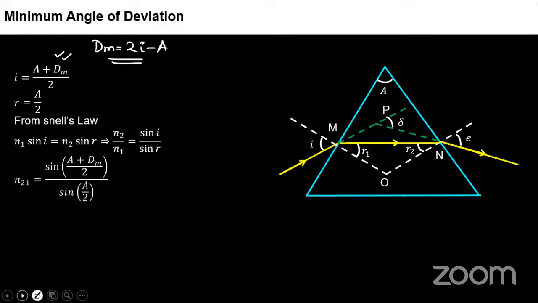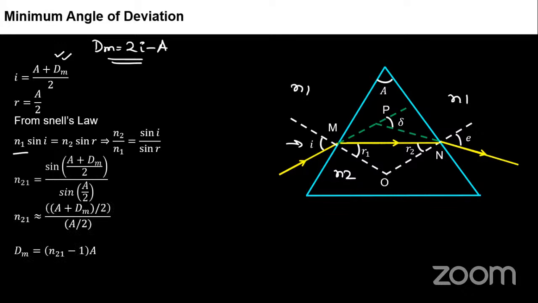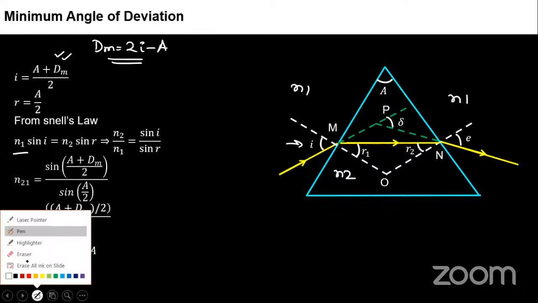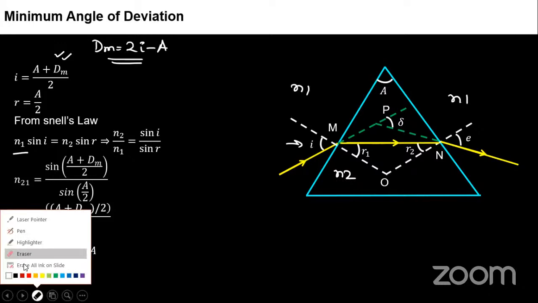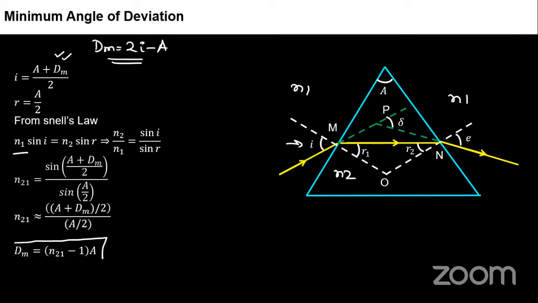So Snell's law, we know this now. So now I'll put the Snell's law. n1 is for the medium outside, n2 is for inside, n1 against the surrounding medium outside. Sin i is of this, sin r1 is for this. I'll put here the values like this, students. This will be the value, n21 minus A. So this is our final formula.